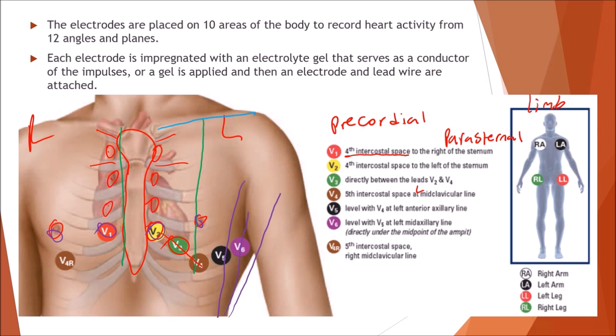And they could ask you something as easy as, which electrode goes on the fifth intercostal space left mid-axillary line? And you should just know, well, that's V5. Which electrode goes on the fourth intercostal space of the right side of the sternum? And well, you should just know that that's V1, so on and so forth.